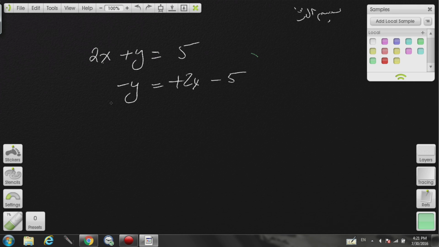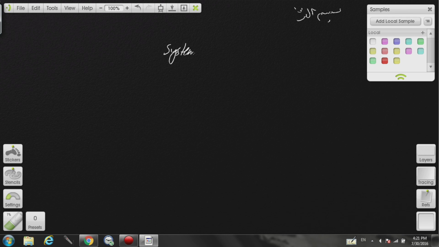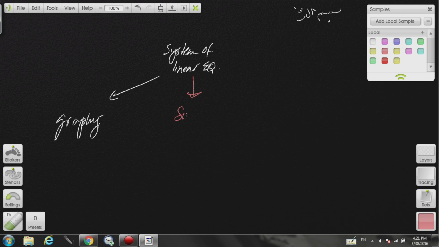Okay? So that's a review of linear systems. When you're given a system of linear equations, there are three ways to solve them. The first way is what, Mohsin? Graphing. Very good. The second way is by substitution. That's the order I talked about it today, so I'm going to keep it that way. And the third way is by elimination.